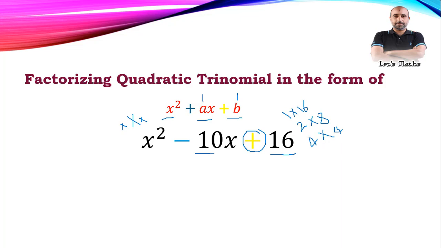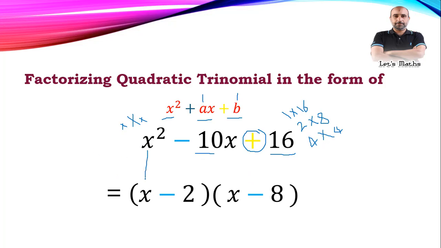1 and 16, their sum is 17, not 10. 2 and 8, their sum is 10, then it's what we're looking for. Now, the factorizing will be in this form. X will be x and x, and 16 will be 2 multiply 8. If the coefficient of the absolute number has a positive sign, then the two signs will be the same like the middle term. Then it will be two negative numbers.